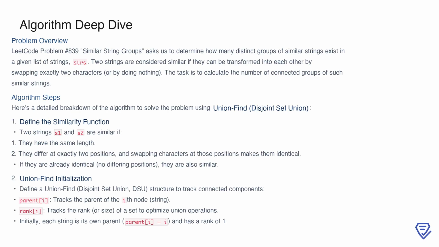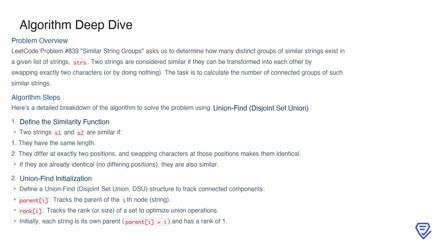In this problem, we are tasked with determining how many distinct groups of similar strings exist in a given list of strings. Now, two strings are considered similar if they can be transformed into each other by swapping exactly two characters, or by doing nothing at all. Our goal is to calculate the number of connected groups of such similar strings.